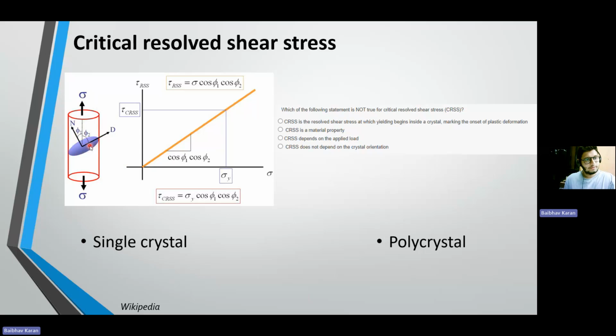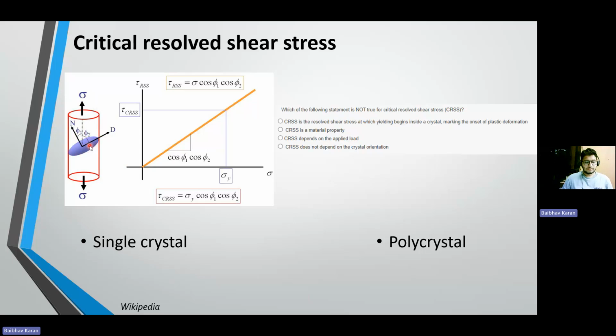If the resolved shear stress value is greater than some standard value, then the material will slip along that plane, or the movement of dislocation will be easier along that plane. That critical stress above which plastic deformation happens is known as critical resolved shear stress. It is the minimum value of stress above which plastic deformation takes place. That's why it's known as critical resolved shear stress.